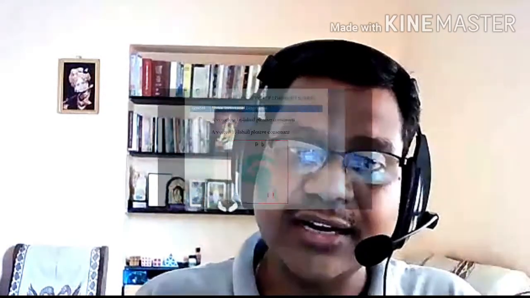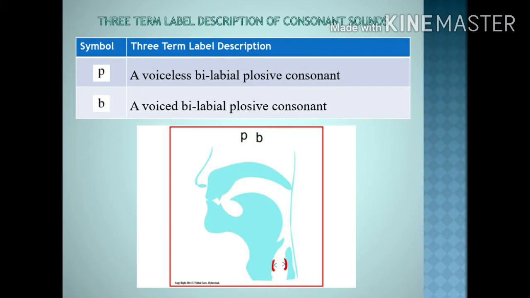You will notice that the amount of air coming from the lungs is being stopped in the mouth cavity with the help of the closure of the lips, that is, the lower lip and upper lip. Both lips are the active articulators in this respect. But when you release the closure, there is a minor but considerable explosion of air.